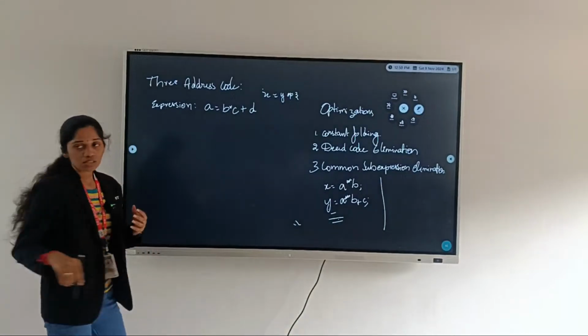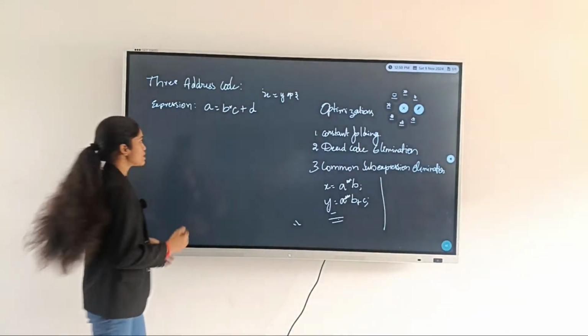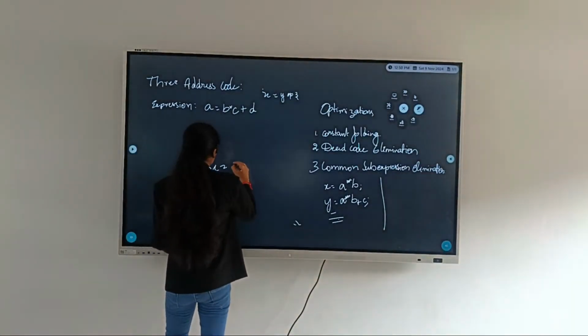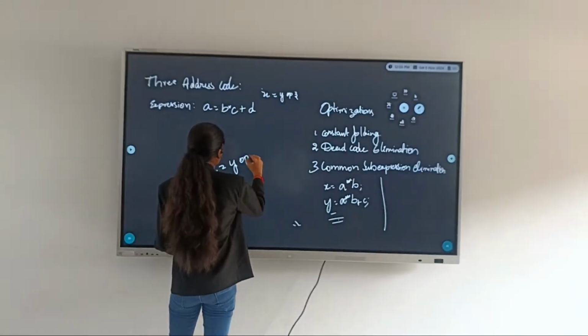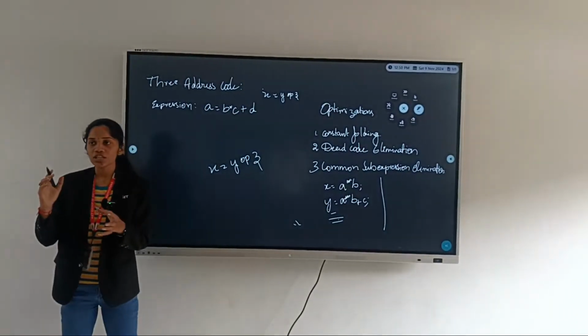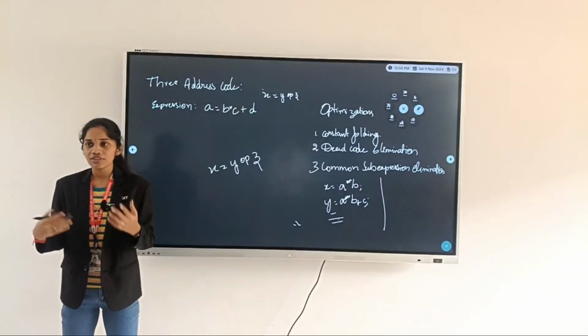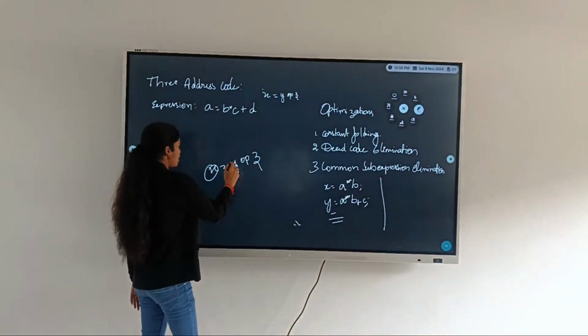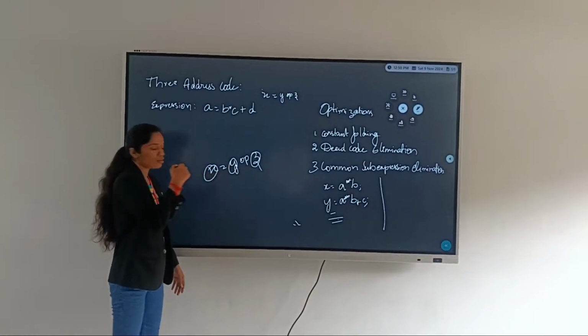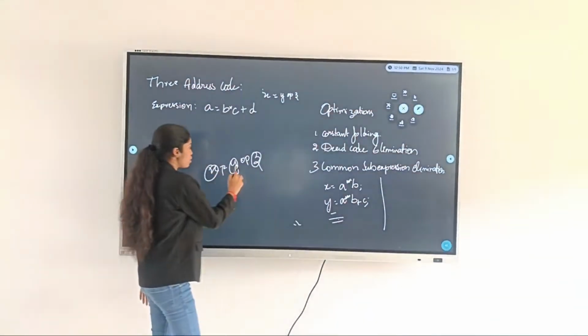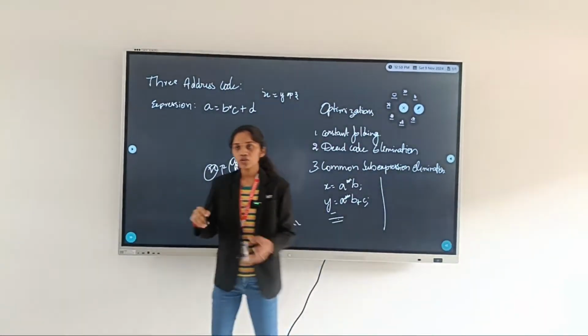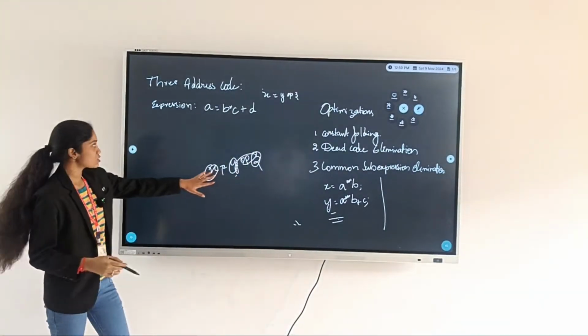So the basic structure of TAC is like x = y operator z. It actually has three addresses or three variables. Let us consider they are addresses or variables, and this is an assignment operator and an operator. So the basic structure looks like this.